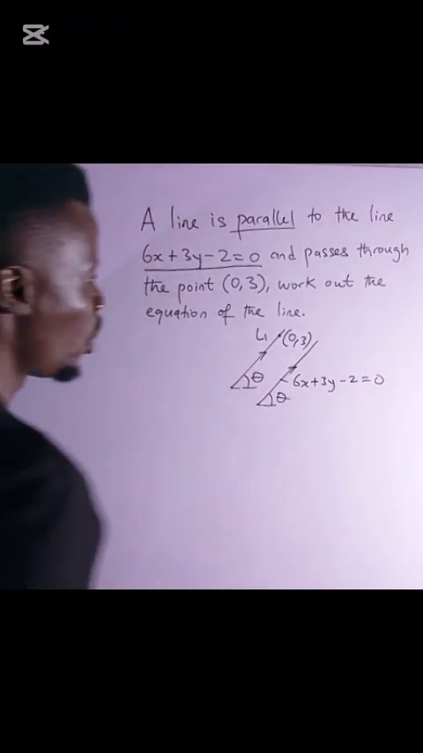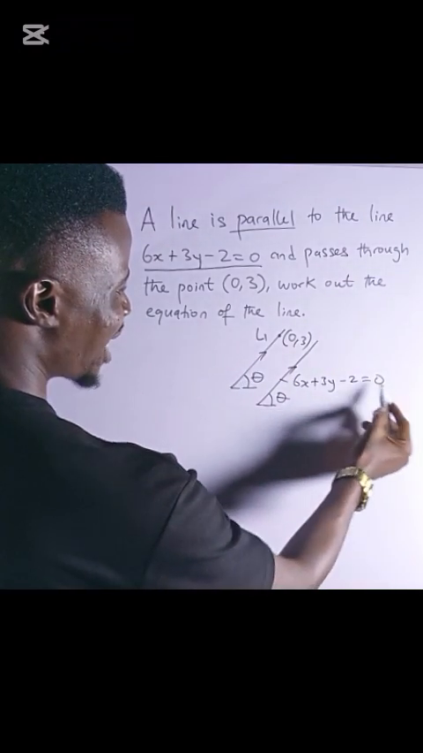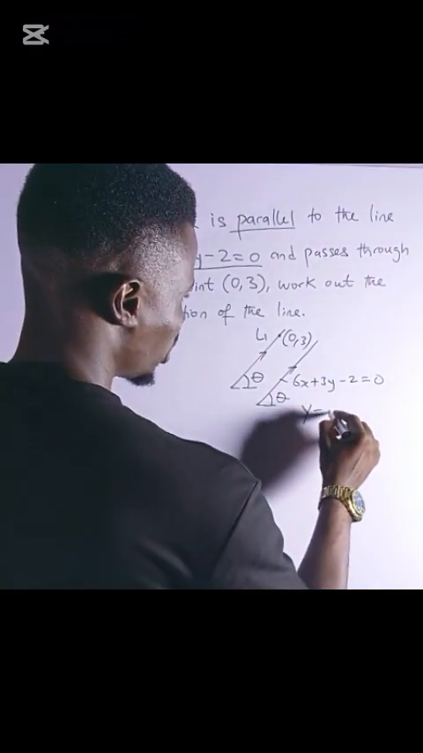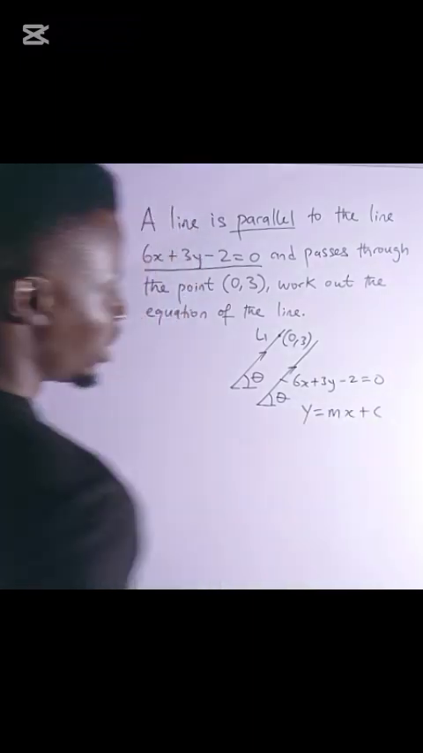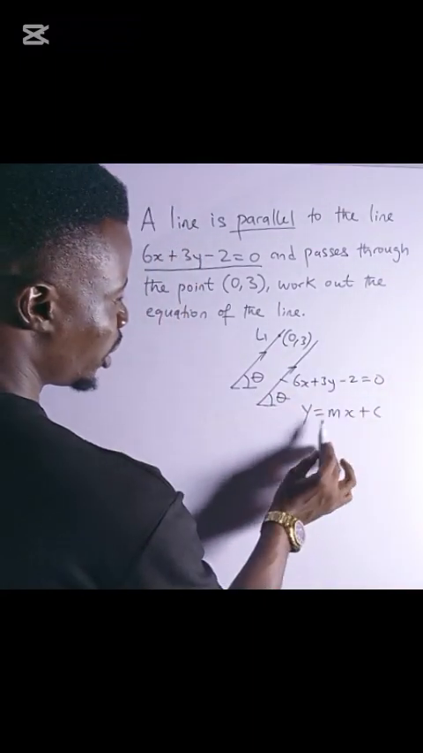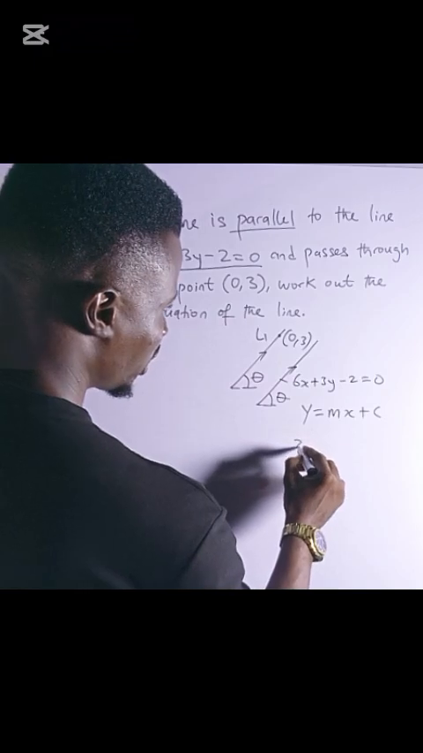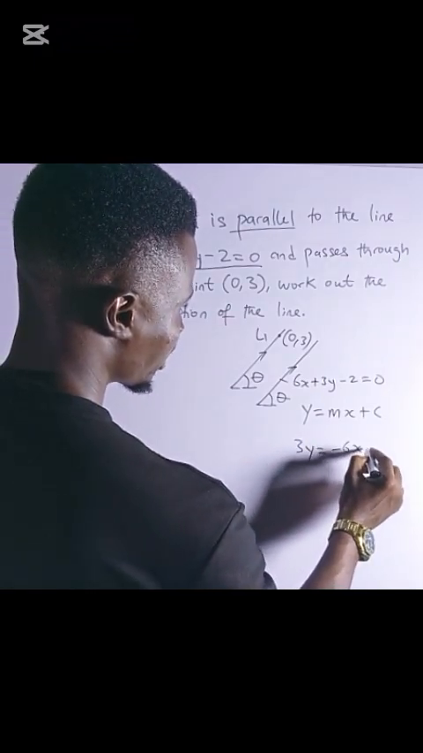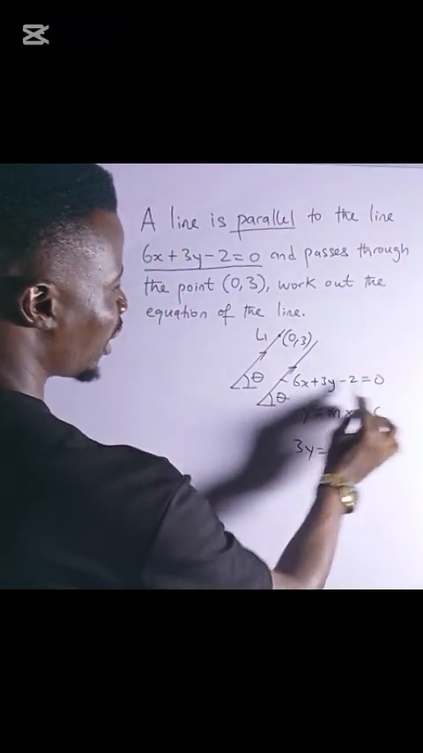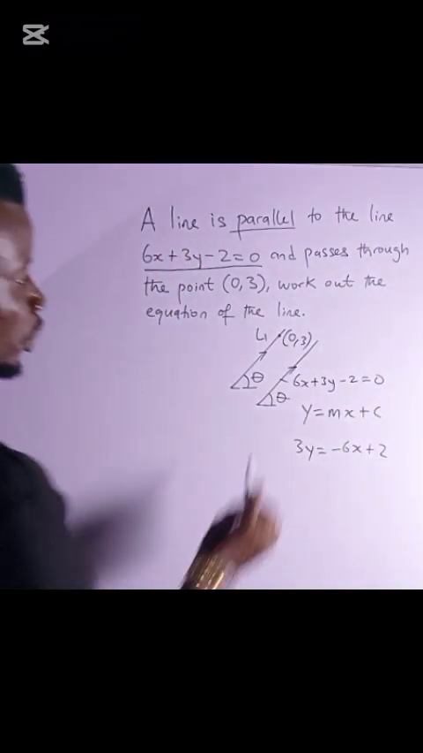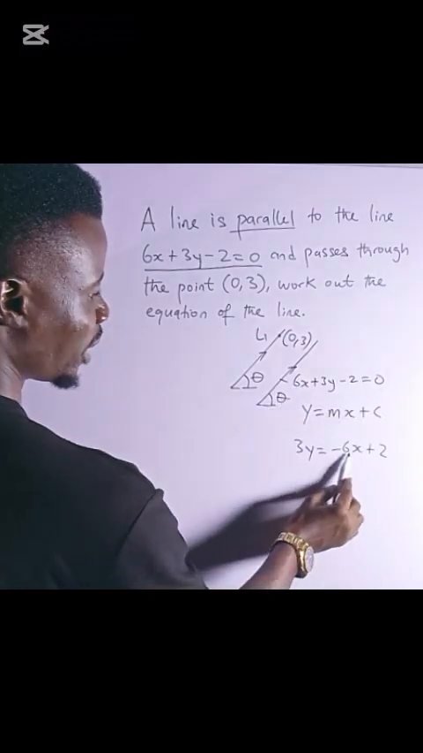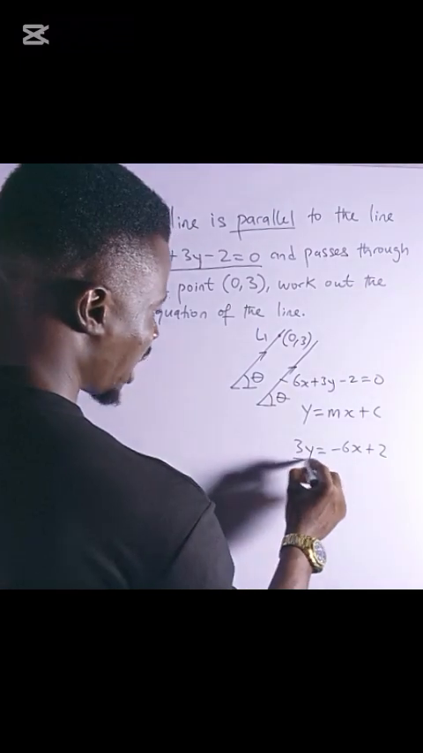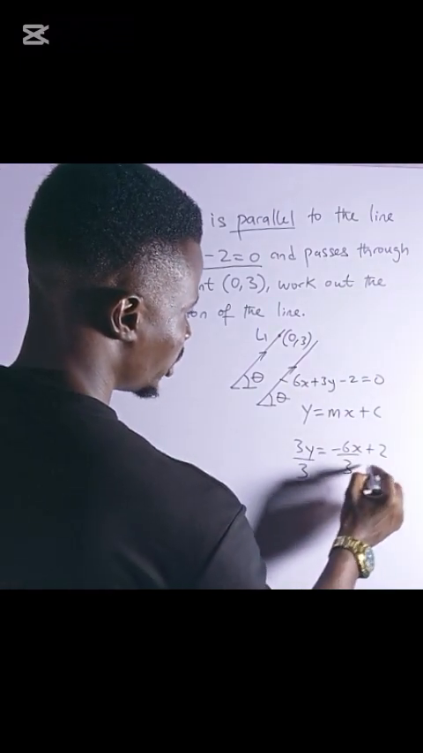So first of all, we have to rewrite this into the standard equation of a straight line, which is y equals mx plus c. So if we rewrite this equation in this form, we're going to have 3y equals minus 6x plus 2, taking other values to the other side of the equation. If we take 6x to this side, it becomes minus 6x. If we take minus 2 to this side, it becomes plus 2. So we divide both sides, or all through, by 3.